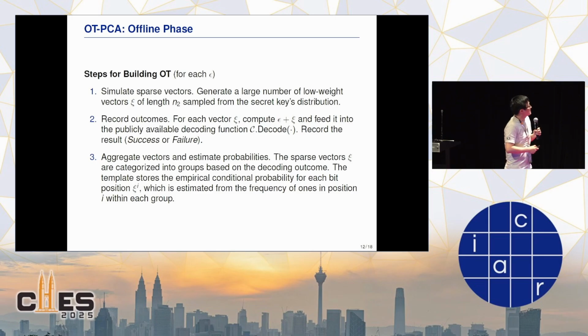Any random patterns look very different. So this is the step to build the templates. We simulate sparse vectors, generating a lot of low-weight vectors following the secret key distribution. Then we feed each vector to the publicly available decoding function and record the results. Then we aggregate these vectors to see which group belongs to success and which group belongs to failure, and then we estimate the probability for each bit.